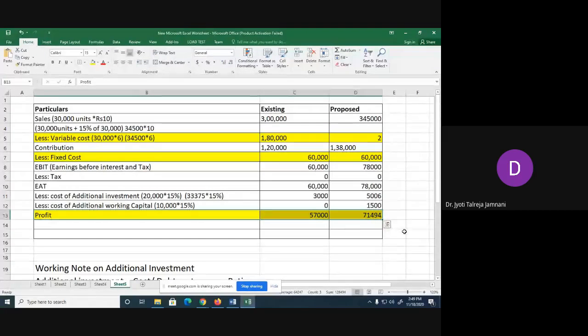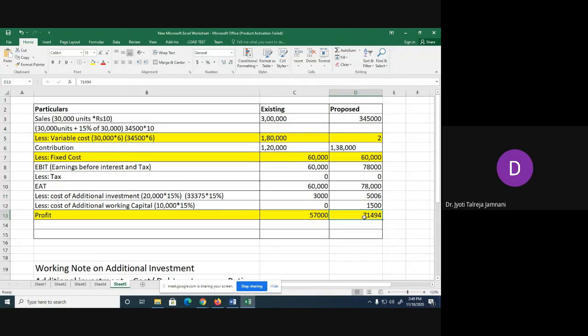Now tell me, should we go for the proposed plan? We should relax the credit standard and sell additional 15% or no? Yes, ma'am. We need to relax. We need to relax. Why? Because our profit has increased. In our existing plan, our profit was 57,000. But when our sales increase, our profit is increasing to 71,494. So the profit has increased. It has a positive impact on the profit. Therefore, we need to go for it.